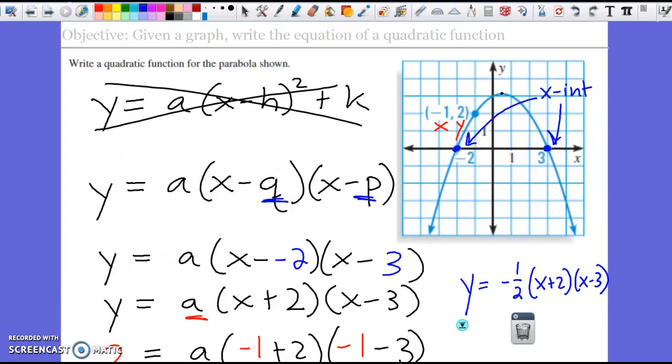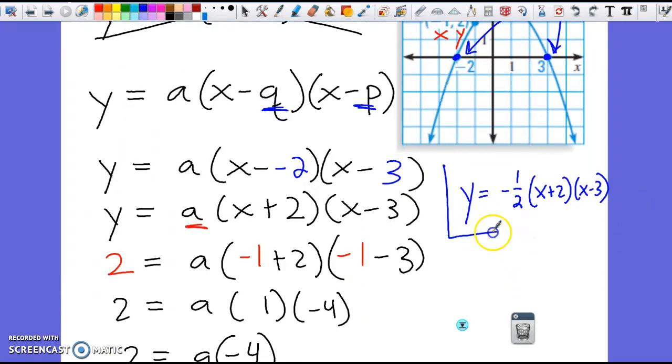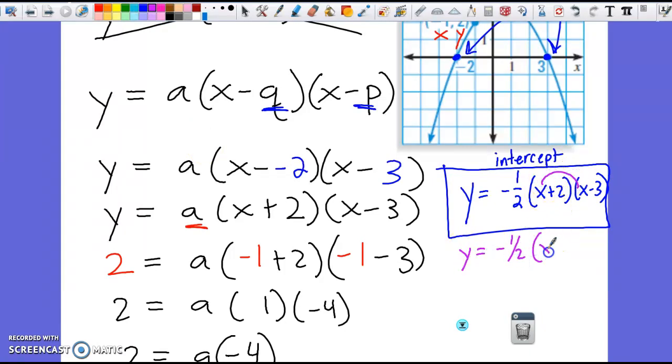Now, what form did it say? It didn't say any form. I could just leave it just like this. Now, if I want to write it in standard form, this is intercept form. To write it in standard form, all I would need to do is multiply the two binomials together and then multiply by a. So I have -1/2 and x times x, x squared, -3x, +2x, and the last one would be -6.